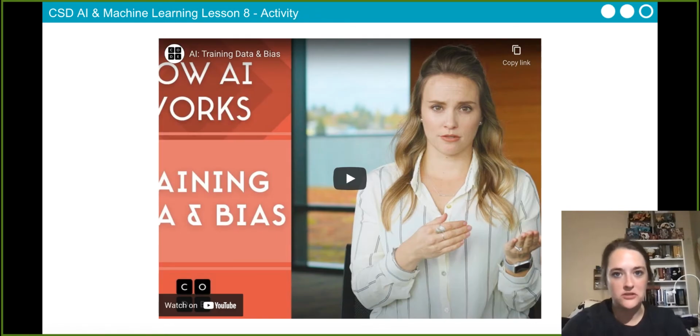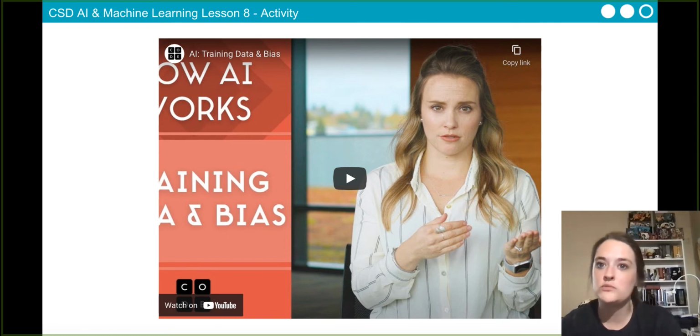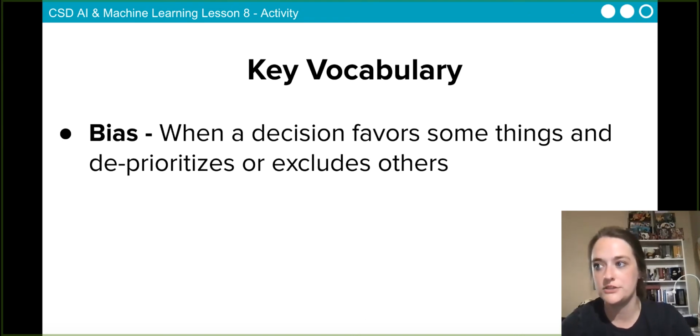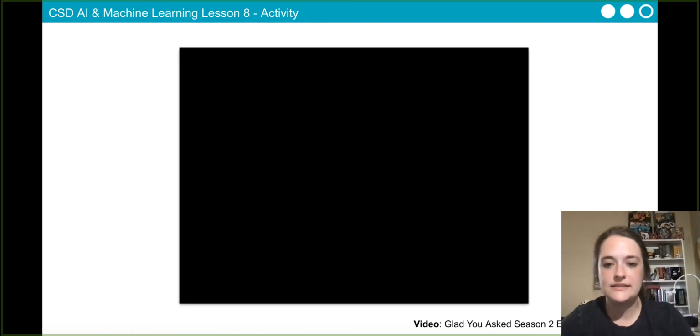Having a biased model is clearly a problem, and it's another reason our role as evaluators and testers of machine learning models is so important. This is a problem that people in the machine learning community are trying to solve. Let's listen to one possible solution, then we'll talk about how we can use this idea when creating our own machine learning models. A key vocabulary term for right now in this lesson is bias, when a decision favors some things and deprioritizes or excludes others. All right, let's listen to this example.